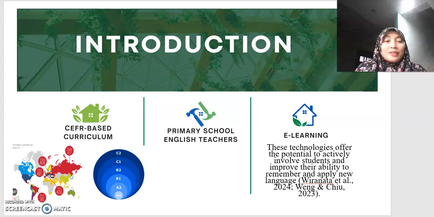The introduction of the topic. Now, this study is based on the CEFR-based curriculum, specifically focusing on the Malaysian context. As you can see in the map here, this shows the countries that have adopted the CEFR framework. And this is the proficiency levels that the CEFR framework offers us, where A1, A2, B1, B2, C1, C2 are the 6 levels that English learners will be categorized into.